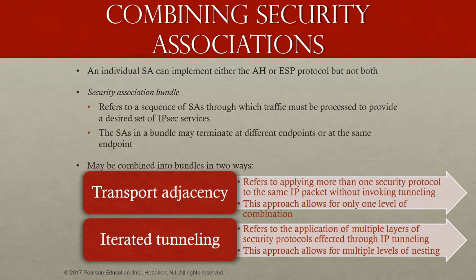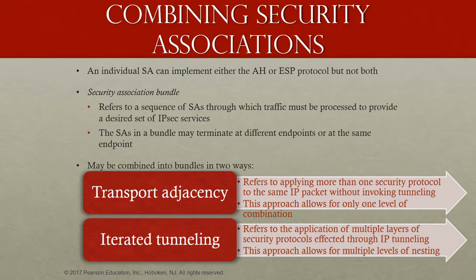Security associations may be combined into bundles in two ways. Transport adjacency refers to applying more than one security protocol to the same IP packet without invoking tunneling. This approach to combining AH and ESP allows for one level of combination. Further nesting yields no added benefit since the processing is performed at one IPsec instance, the ultimate destination.